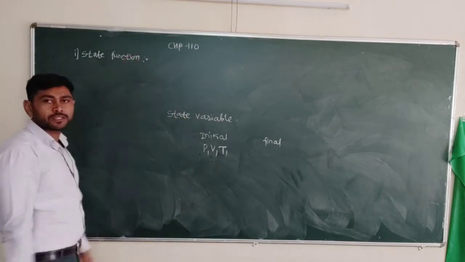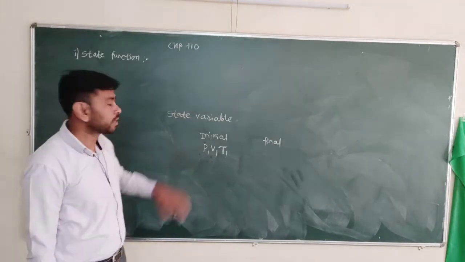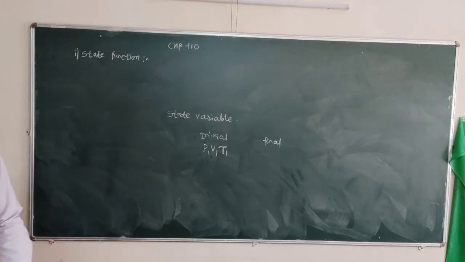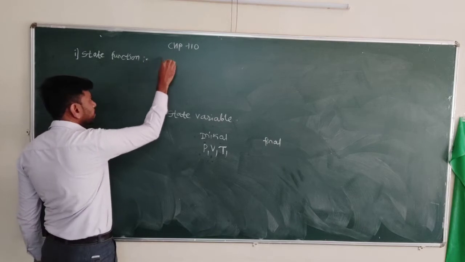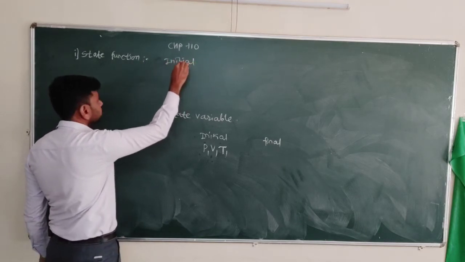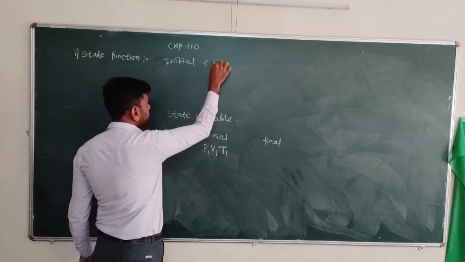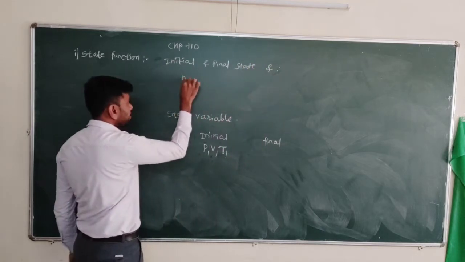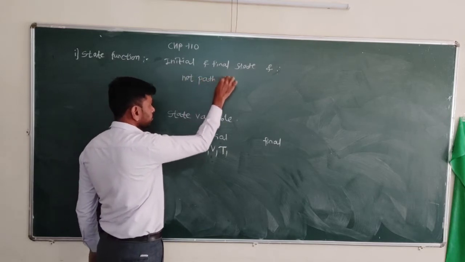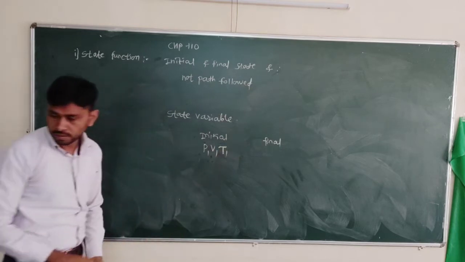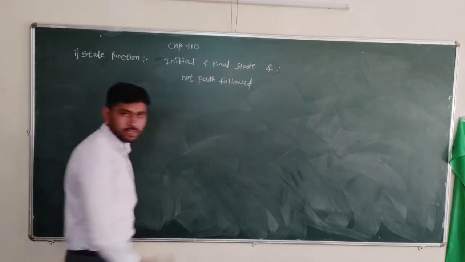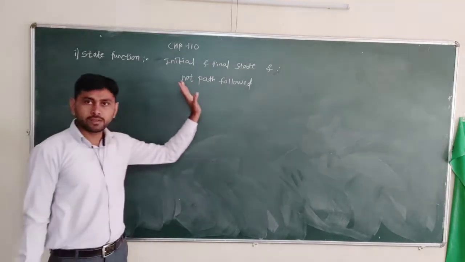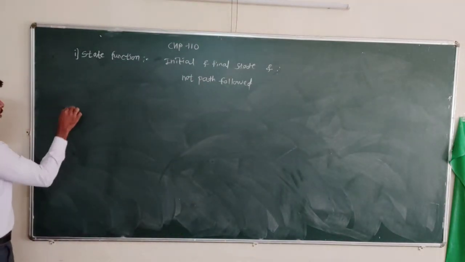Now we have to define state function. If state variables are determined by the initial and final state of the system and not the path followed, that is, a state variable depends only on the initial and final state of the system and not on the path followed, then these functions are called state functions.